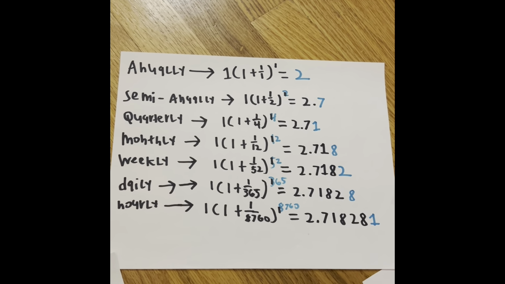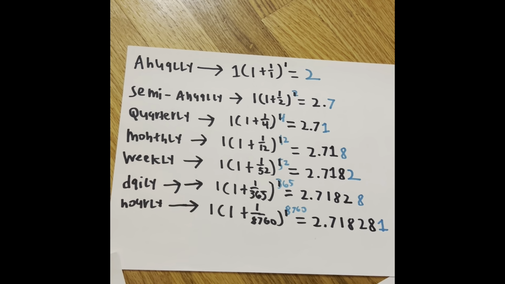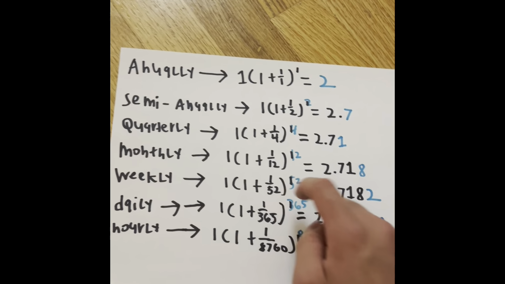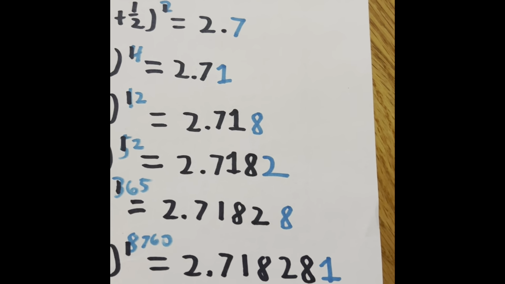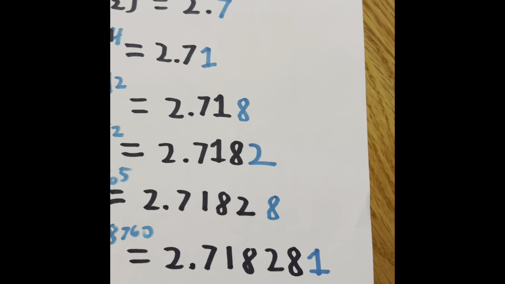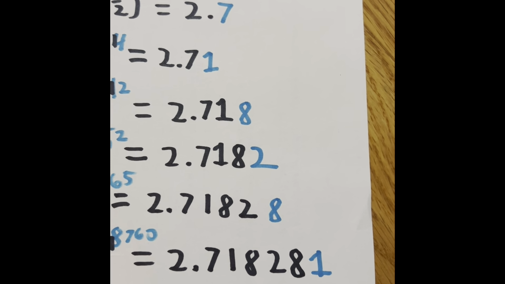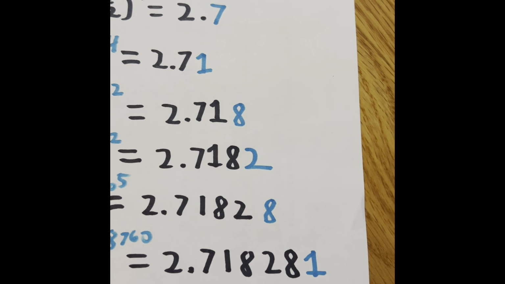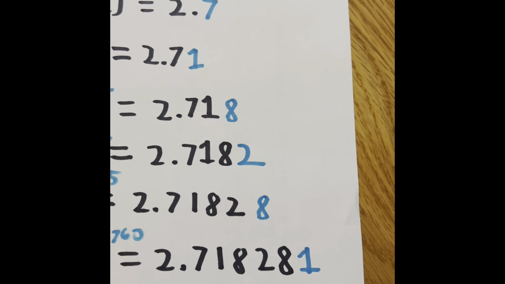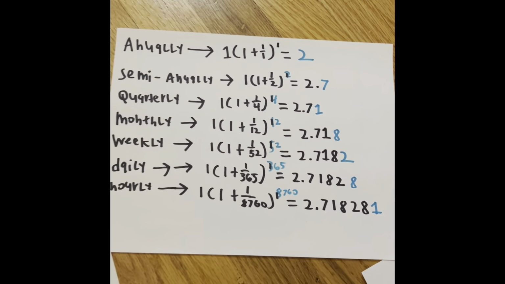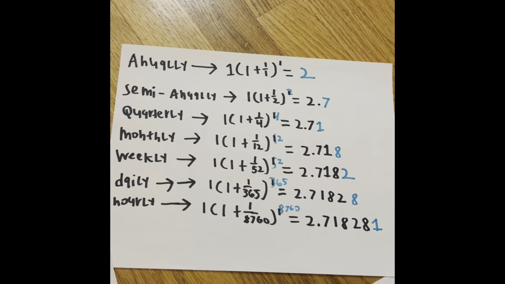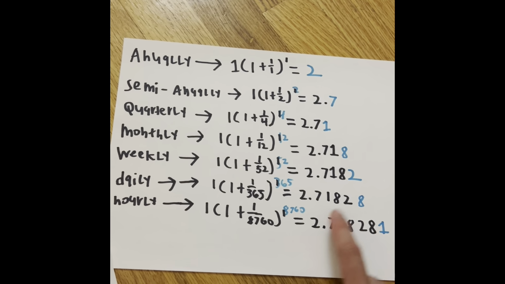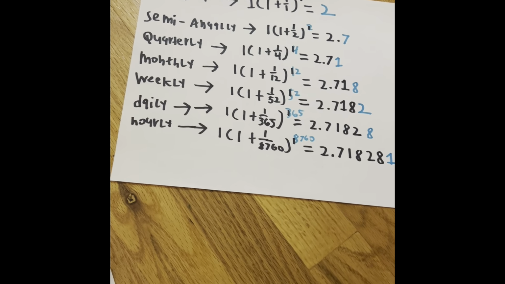But not only that, there is a little pattern. Every time you go down the list, say 1, 2, 4, 12, 52, you're basically adding another decimal to the sequence. The sequence is 2, 2.7, 2.71, 2.718, 2.7182, and so on. So, if we compound more, the number of digits is going to increase.